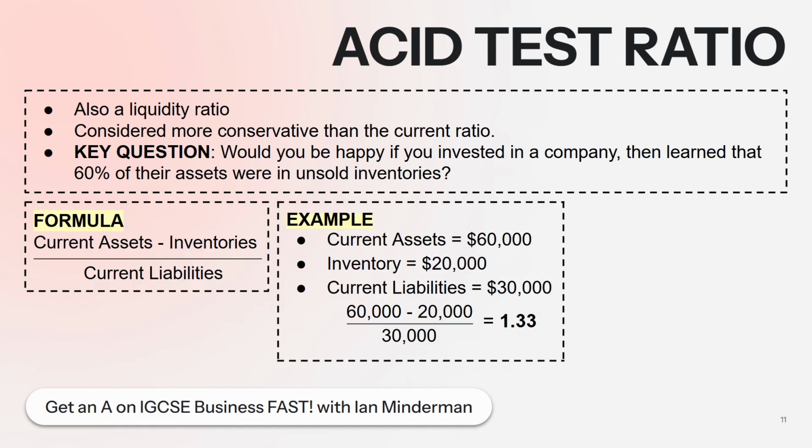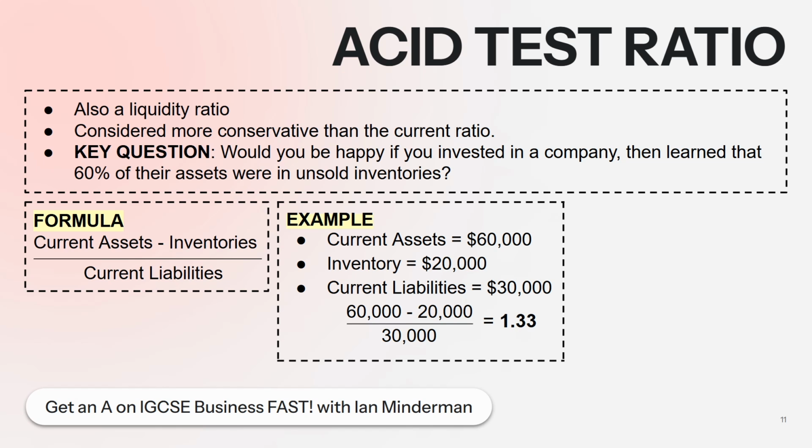Here's an example of the acid test ratio. So we have current assets of $60K, but our inventories are $20K. Our current liabilities are $30K. So we do $60K minus $20K, that's $40K, over $30K. And that gives us 1.33. So it's not terrible, but that's a much different investment than the one we had on the previous slide.